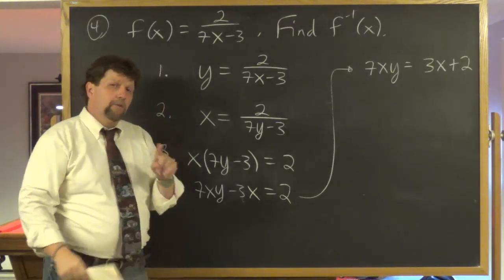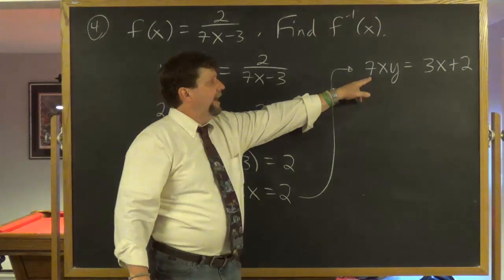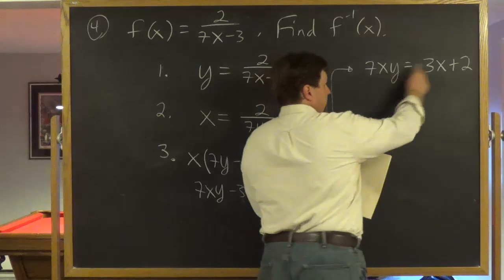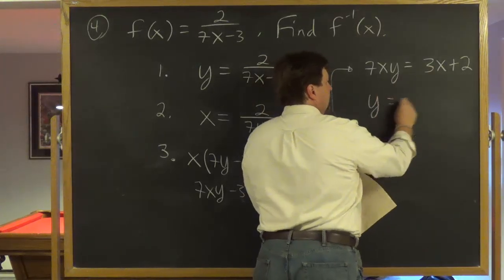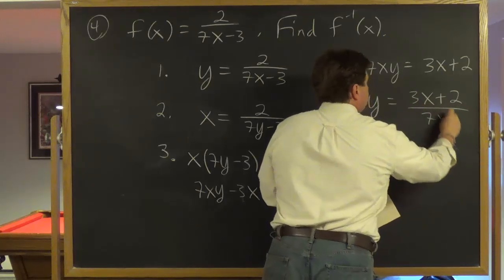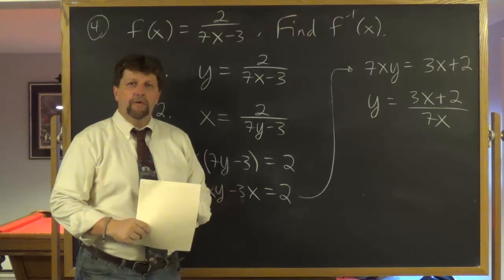Now it looks like I have one more step to go in order to solve for y. And that will be divide both sides of the equation by 7x. So I divide both sides by 7x. And I'm now done with step 3. I have solved for y.